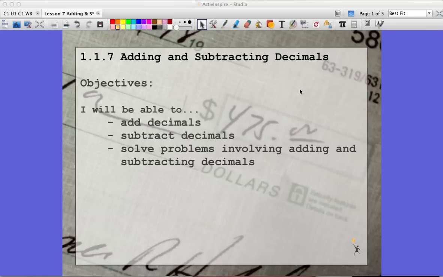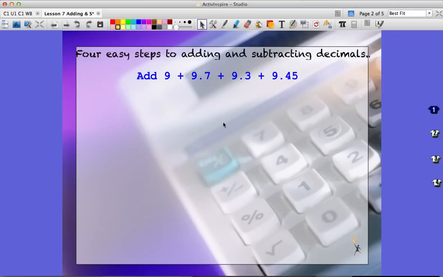Welcome to Lesson 117, Adding and Subtracting Decimals. Today we're going to talk about how to add decimals, subtract decimals, and solve problems that involve adding and subtracting decimals. I put together 4 steps to help you remember how to add and subtract decimals.